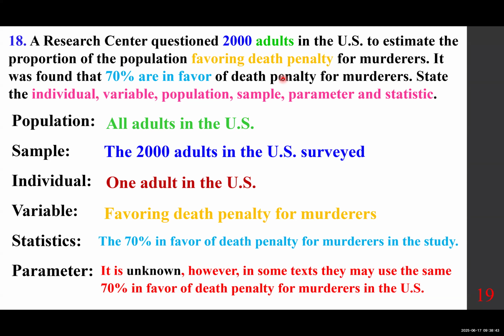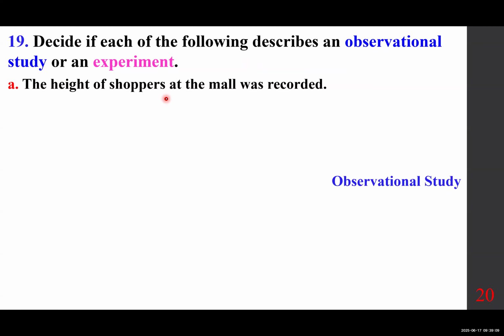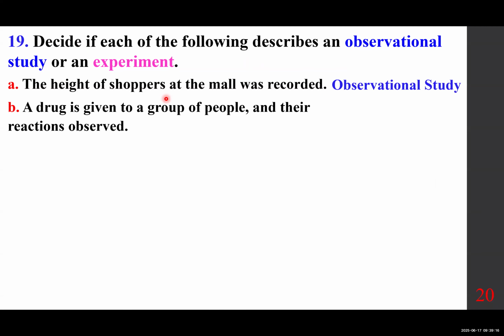Decide if each of the following describes an observational study or an experiment, starting with the height of the shoppers at the mall was recorded. We're just simply observing. We are not doing anything. Observational study. A drug is given to a group of people and their reaction observed. Definitely, it's an experiment.